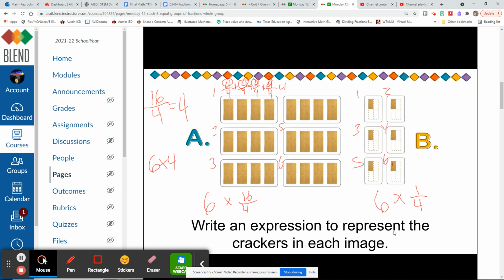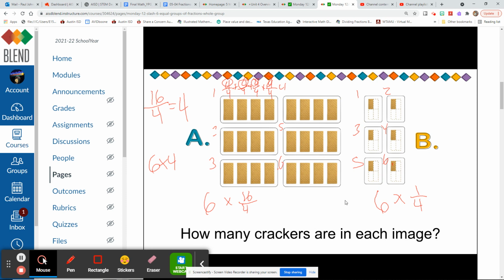So we just wrote expressions to represent the crackers in each image. So your one over here should be either 6 times 4 or 6 times 16 fourths. And the one on side B should be 6 times 1 fourth. 6 groups of 1 fourth. And then how many crackers are in each image? All right, so this is where we're actually going to find the answer. Okay, so we're going to try this today.